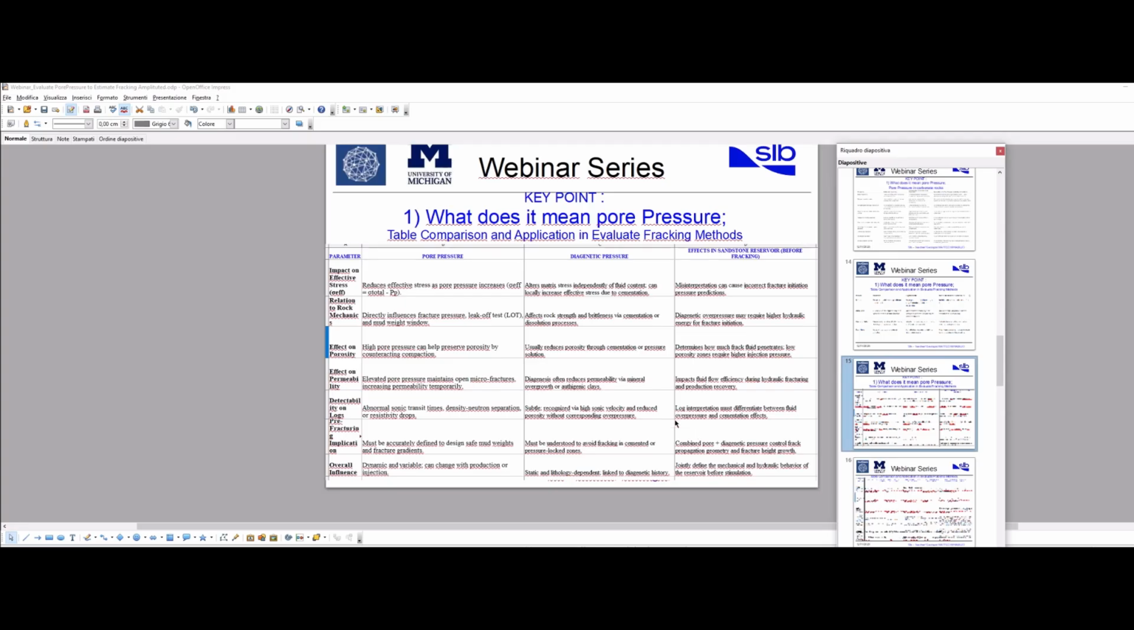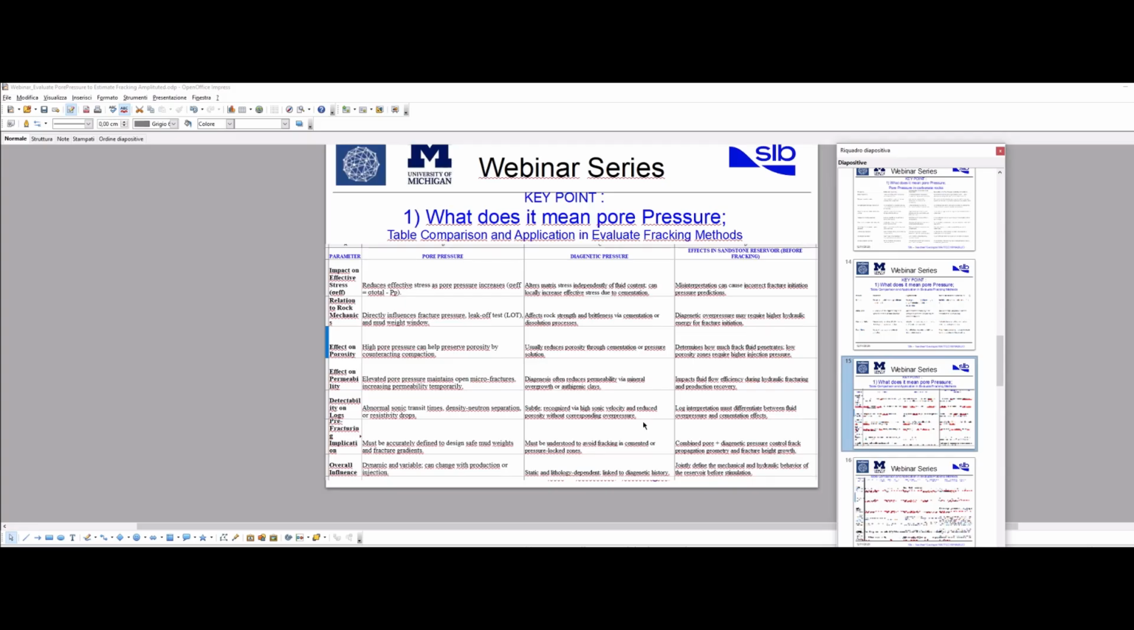Log interpretation, for example: you can have a not real value of logs because if you do not consider the hydrostatic pressure and record the pore pressure in a correct way, log interpretation can differ between fluid overpressure and cementation effects. So the prefracturing implication must be accurately defined for safety, mud weight, and fracture gradient.